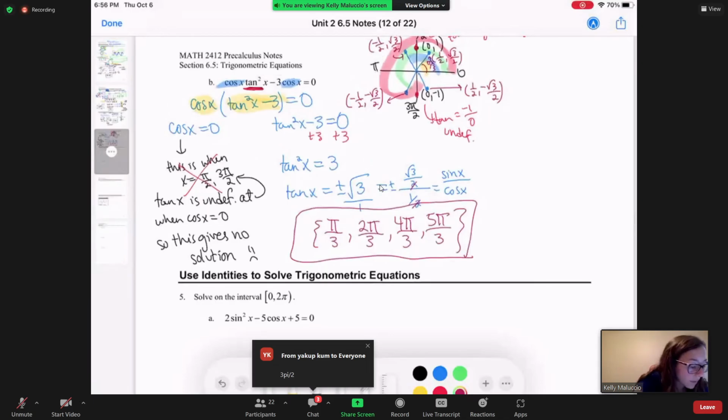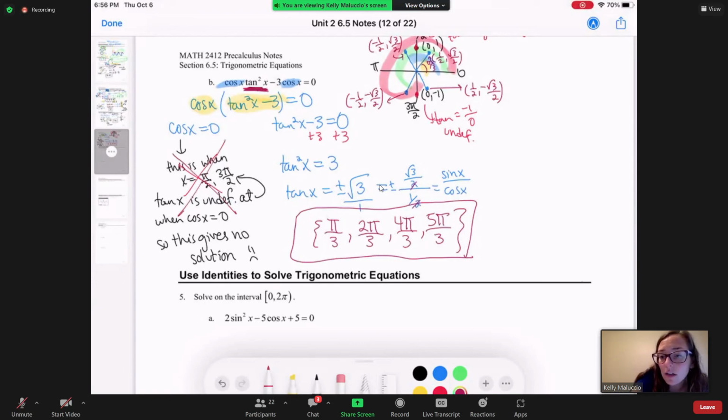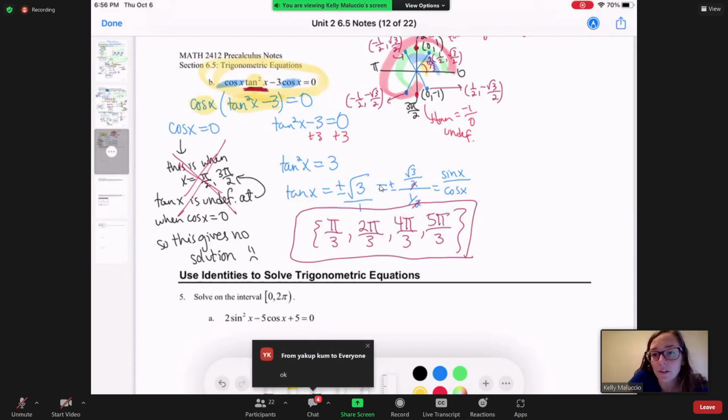Oh, no. So I explained we don't include these because when I plug that into my regular equation, tangent is undefined there. Although we got that those are solutions, they're not solutions to this particular equation, the main equation from the beginning, because we have this tangent. If I plug in pi over 2 to tangent, I get undefined. So that's a really good point. We do not include those, even though we got them, in our final answer. Thank you for asking.